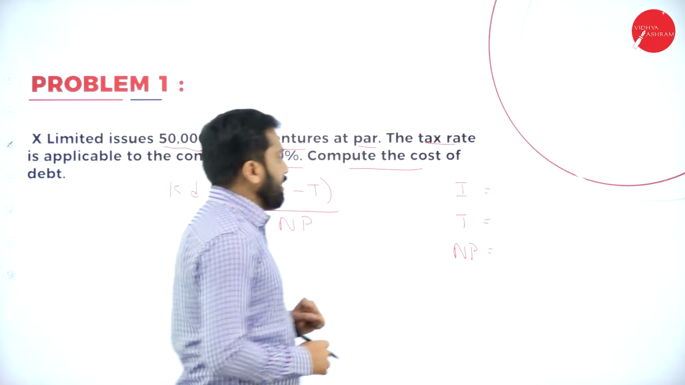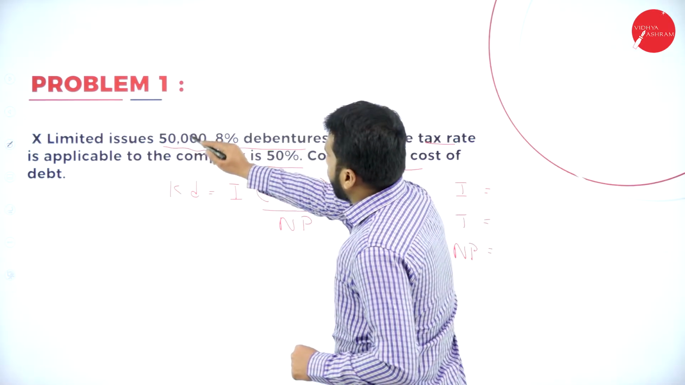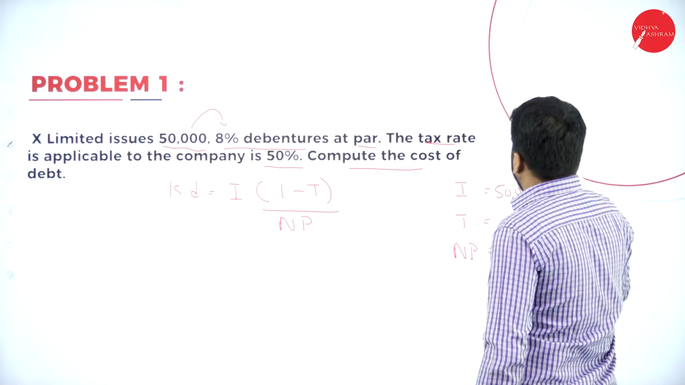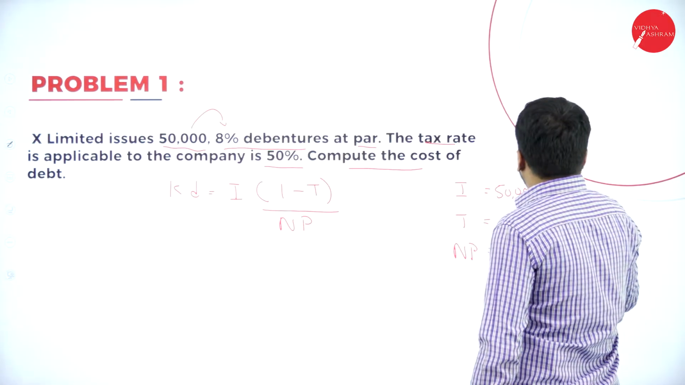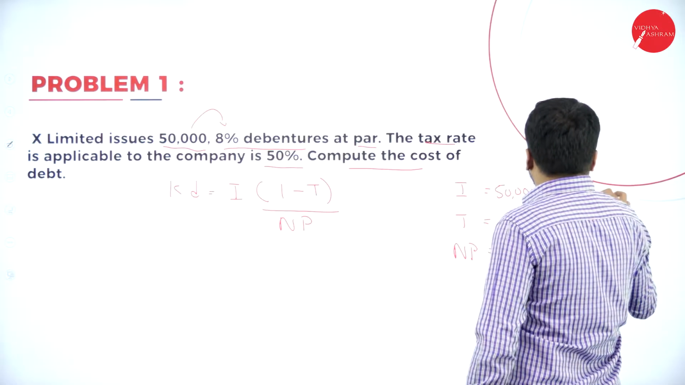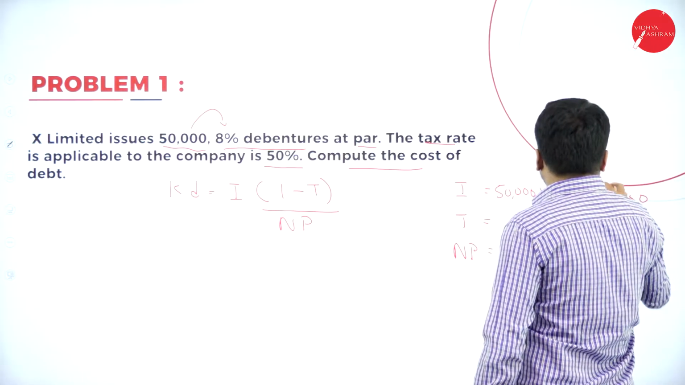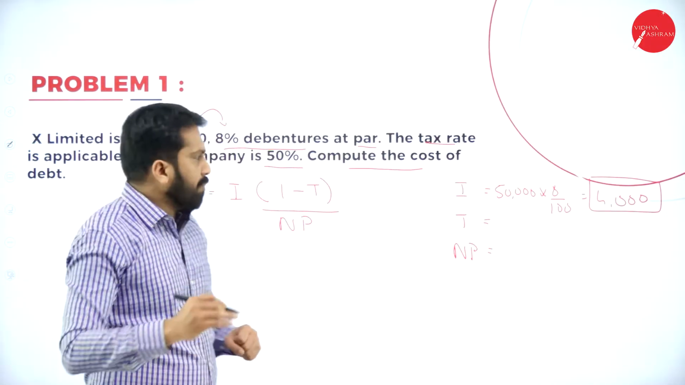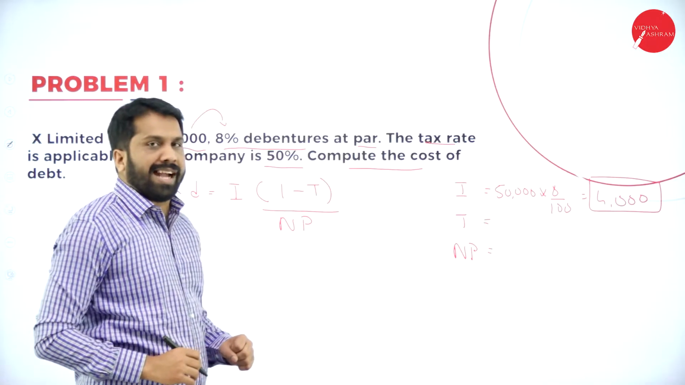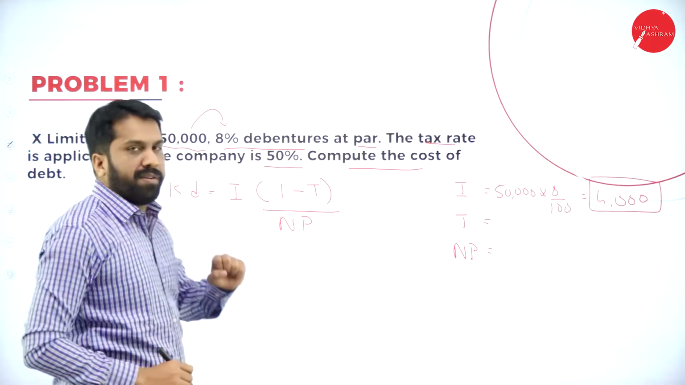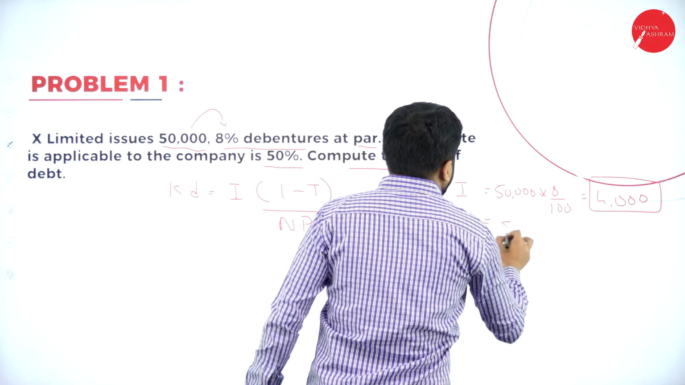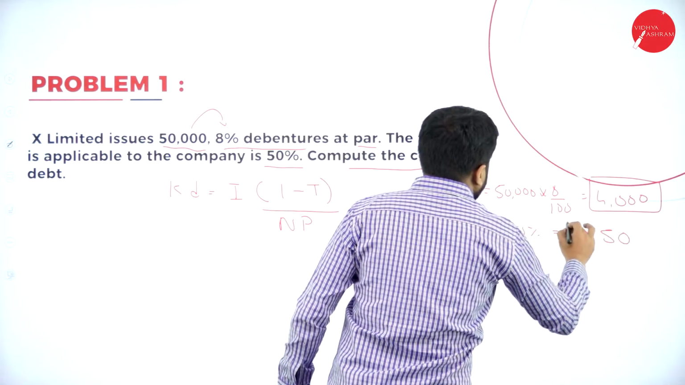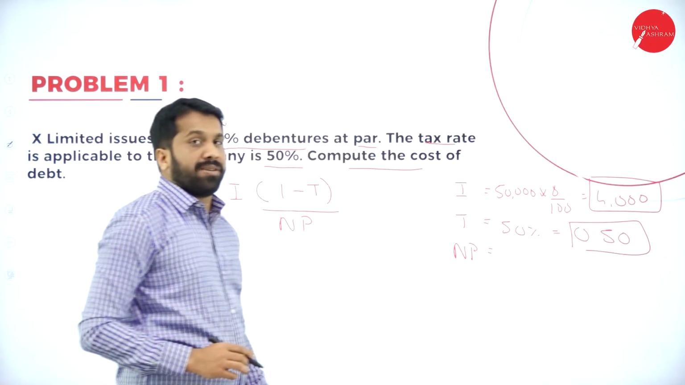Now, what is the I here? You have 50,000, and on that 8%, you will get 4,000. This is your I, nothing but the interest part. Now we are done with that. Now, what is the tax? You have 50%. I can call it 50%, I can call it 0.50, so that it is easy to calculate.